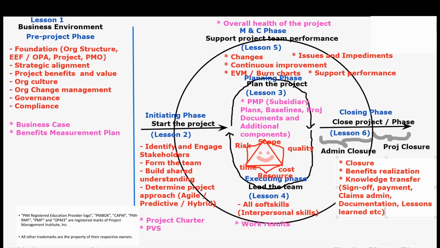So when you say you're going ahead with a closure, what is the expectation? What is the output that we are expecting? Final product, service, or result transition.